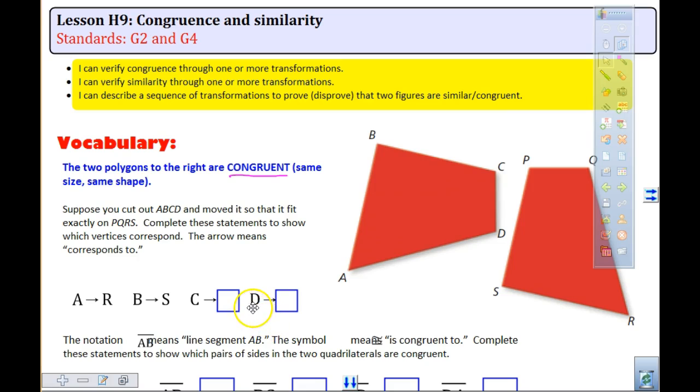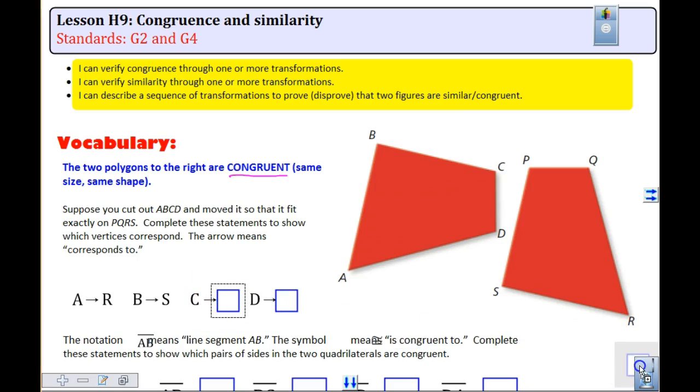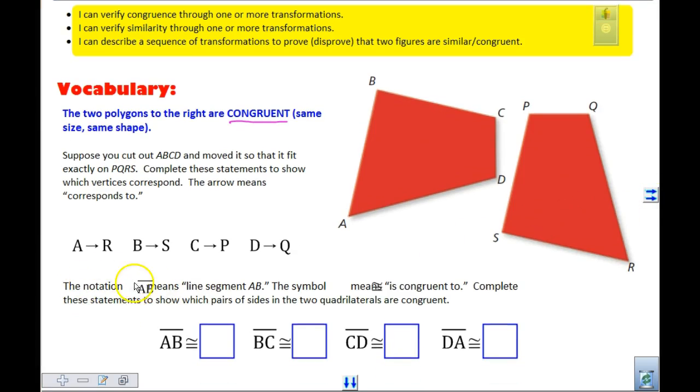So S, right? If we look at C, C should match up exactly with, if we are looking at that, P, right? C to P, so we went to R, to S, to P, so D is going to match up with Q.